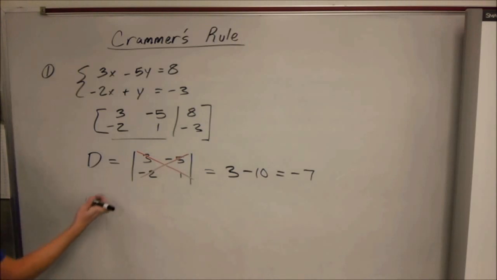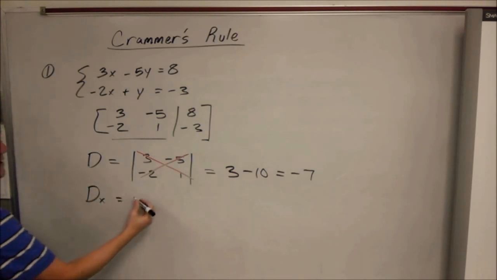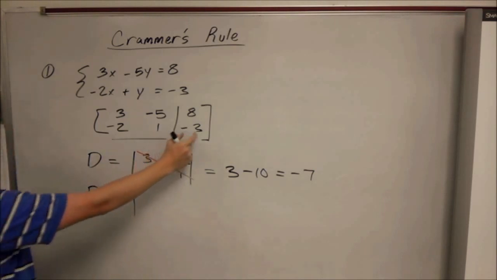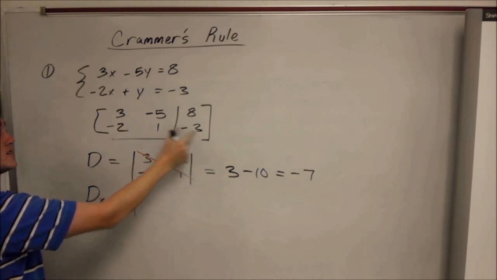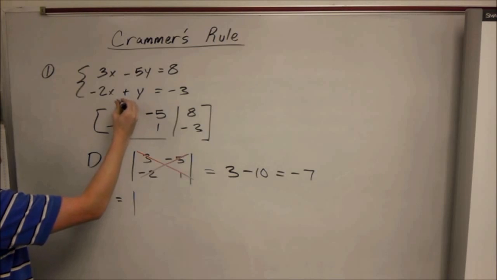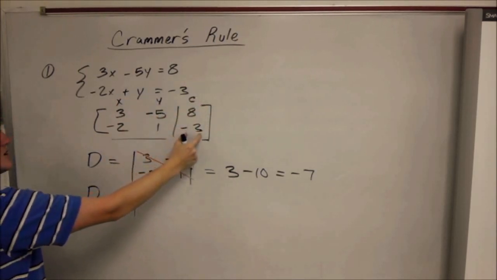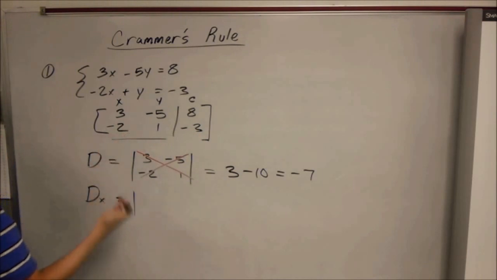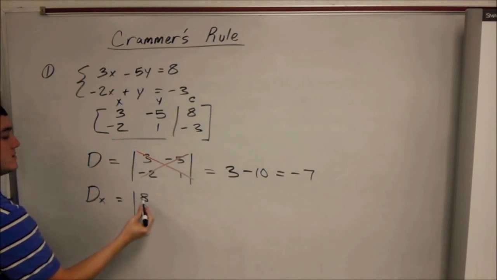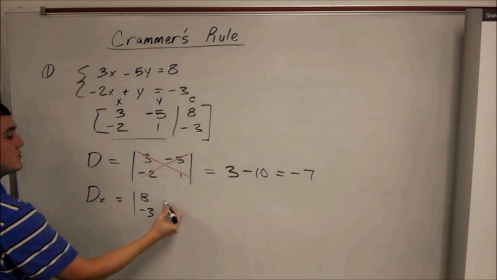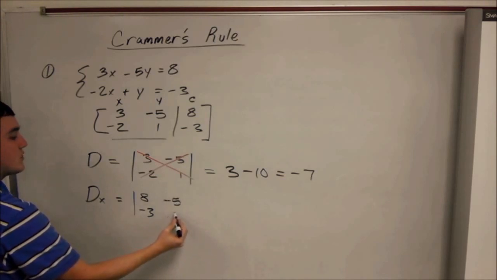These determinants are, say, D sub x equals, now what we do is we take our constant column and we replace it with whatever we're solving for. This is our x column, this is our y column, this is our constant column. So we're taking our constant column and replacing it with the x for this one. So we have 8, negative 3, and this one stays the same as what it was before.